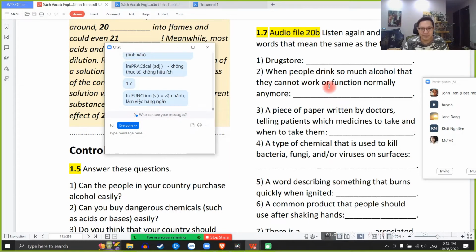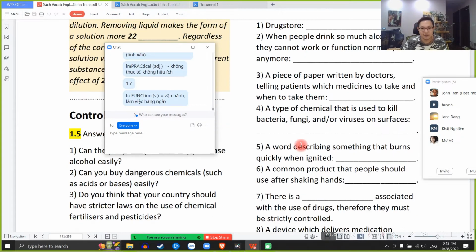Number 3, a piece of paper written by doctors, một cái mảnh giấy được viết bởi những bác sĩ, telling patients which medicines to take, nói cho những bệnh nhân là cái thuốc nào để uống, and when to take them, và khi nào để uống chúng. Number 4, a type of chemical, một loại hóa chất, that is used to kill bacteria. Bacteria là số nhiều, rồi chữ vi khuẩn đó các bạn.